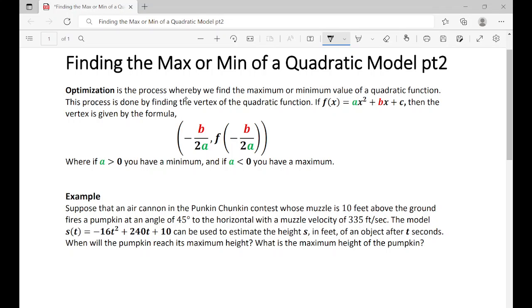Optimization is the process whereby we find the maximum or the minimum value of a quadratic function. This process is done by finding the vertex of the quadratic function. So if f of x equals ax squared plus bx plus c, then the vertex is given by the formula negative b over 2a, comma, f of negative b over 2a. Just remember that if a is greater than 0, you have a minimum, and if a is less than 0, you have a maximum.